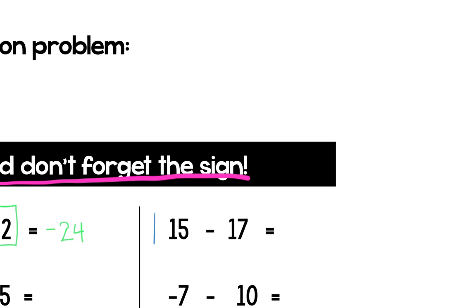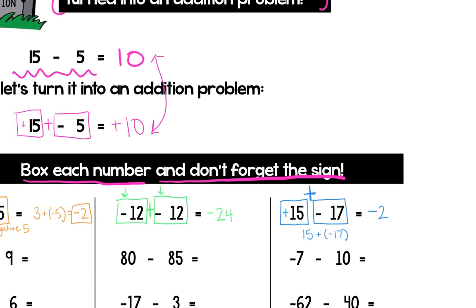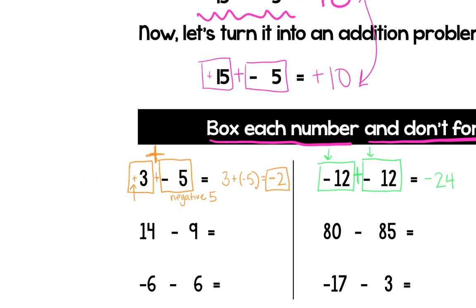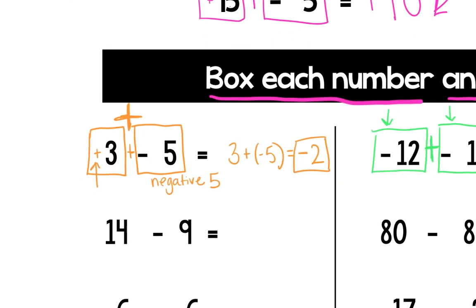Next problem, we're going to box in the 15. This is a positive 15. And then we are going to box in the minus 17, which becomes negative 17. And we are going to add these together. So this is 15 plus negative 17. The negatives are going to win this battle by 2. So again, we are changing the subtraction problem into an addition problem with, I call it the box method.